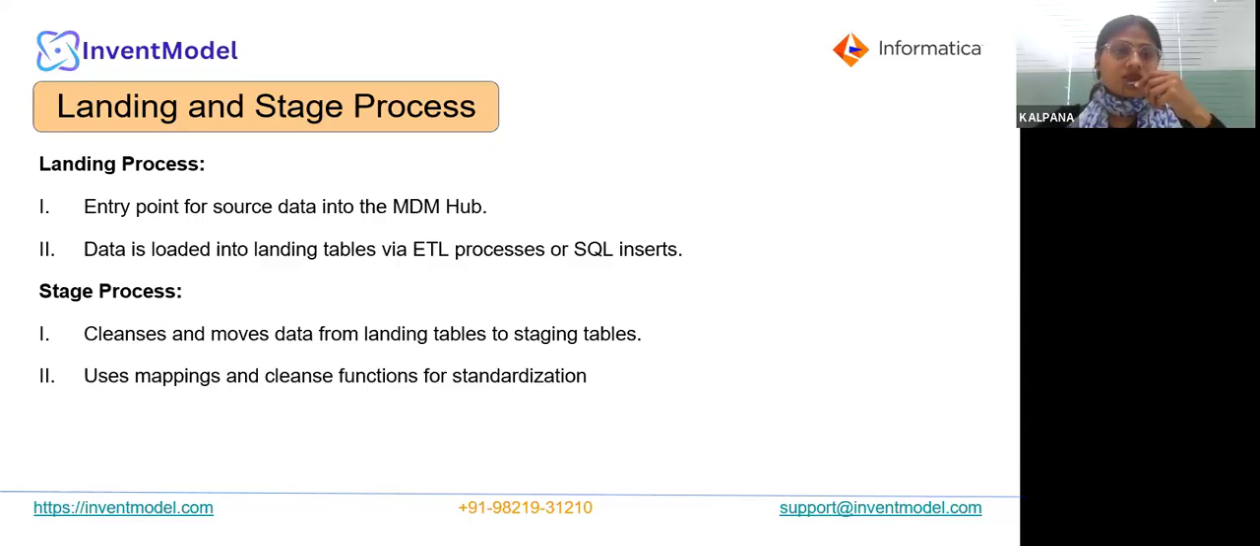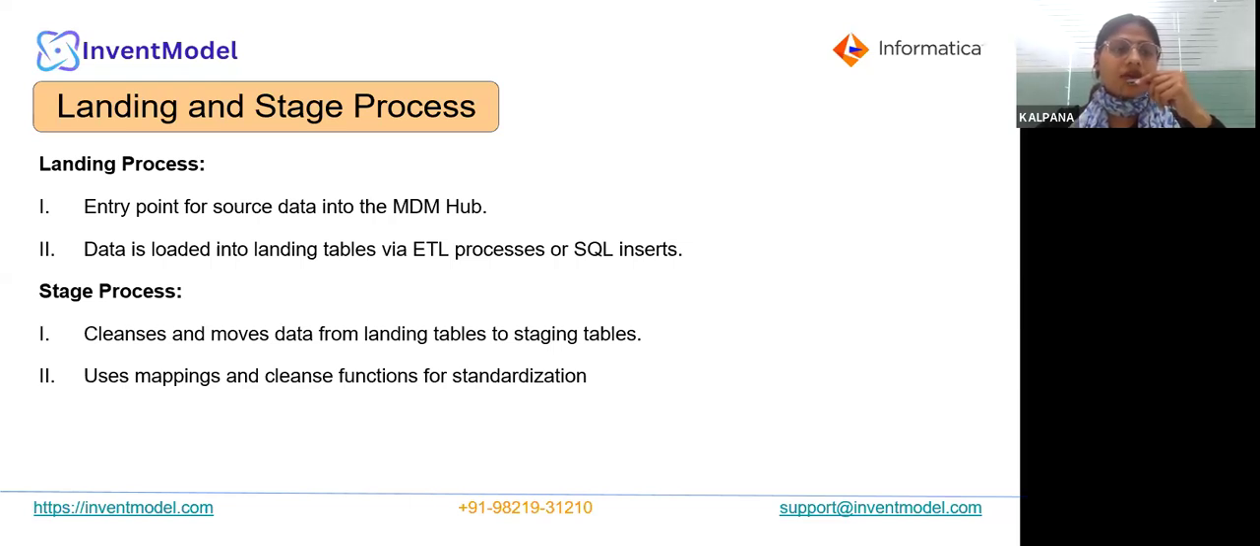Yes, landing and stage processes are the initial processes of the MDM. First, we start with the landing process. In the landing process, we have to create three kinds of tables. The first table is the landing table, the second table is the base object table, and the third table is the stage table. In the landing process, three tables come. First, the user will start by creating the landing table.